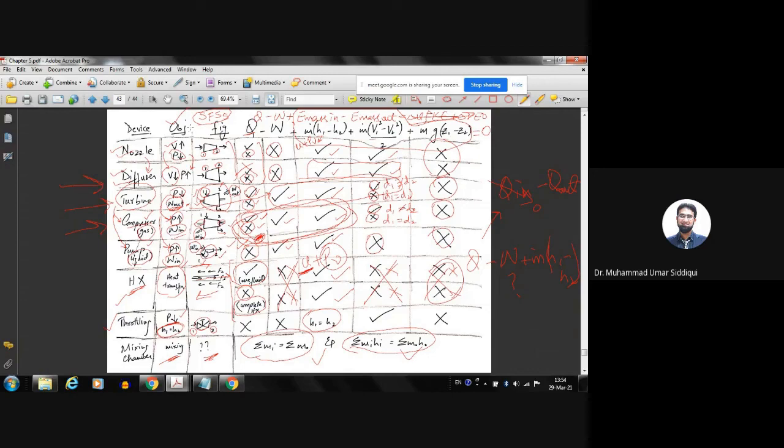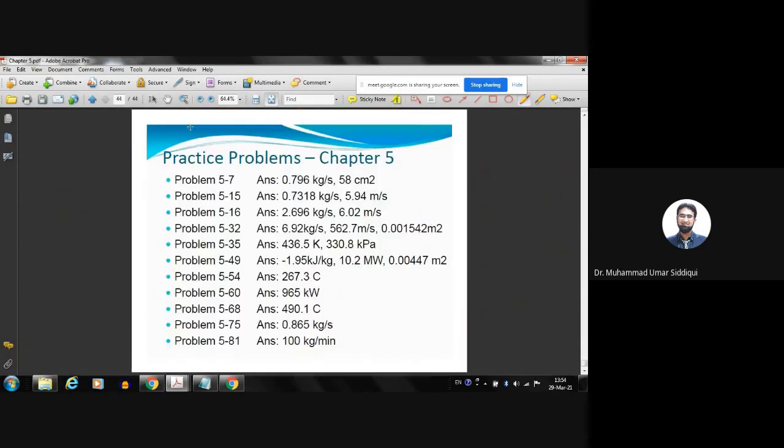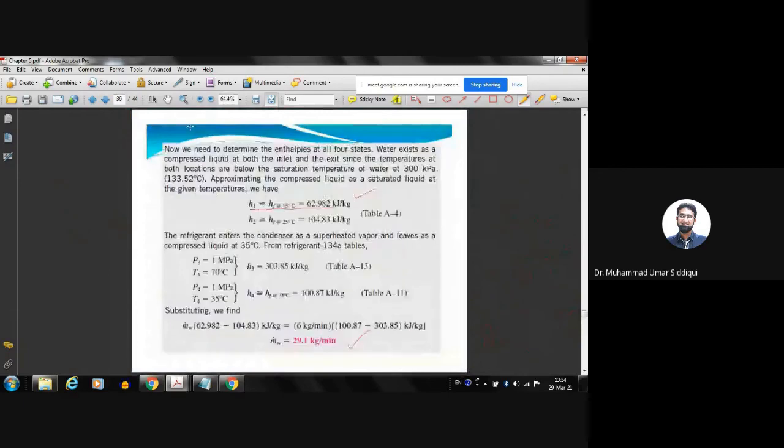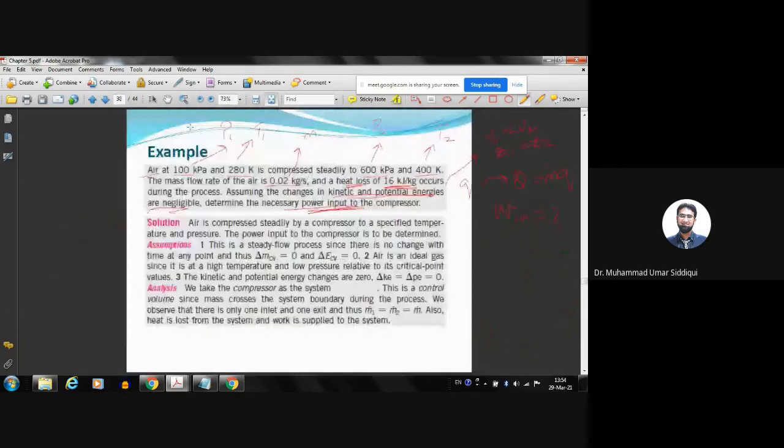Then we have the throttling device. These devices decrease the pressure significantly, but one important thing for a throttling device is that enthalpy remains constant. This is the fundamental thing about the throttling device, and we can apply it in our analysis. We did it to solve a problem related to it as well. So this was the summary of this chapter, and with this our chapter number 5 is finished. Anybody have anything to ask, you can ask. Otherwise, this chapter is finished.